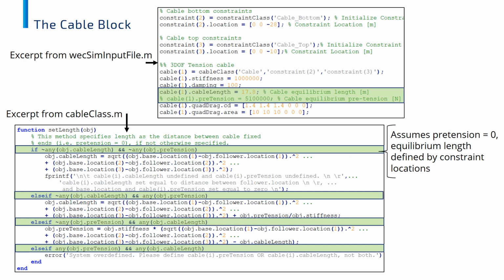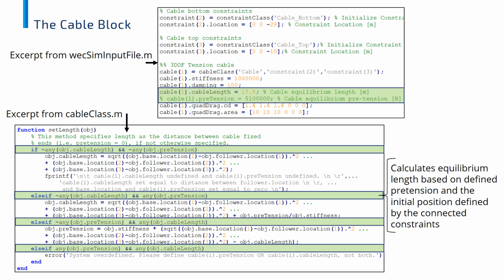Here we're looking at the same WEC-Sim input file code excerpt, specifically the cable length and pretension arguments. And we're looking at how different combinations of declaring the cable length or pretension affects the calculation method of cable length from within the cable class implementation. The first possibility is that the user has not declared either a cable length or a pretension. In this case, the first method is used. The pretension is assumed to be 0, and the cable length is simply calculated based upon the positions of the constraints to which the cable is connected.